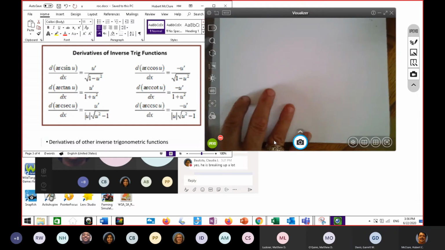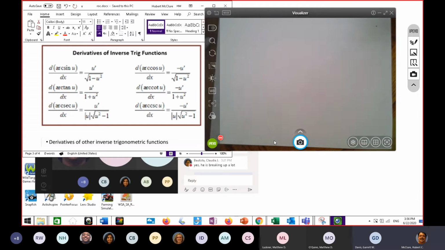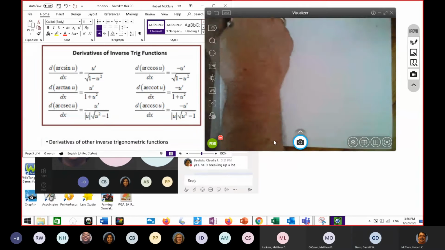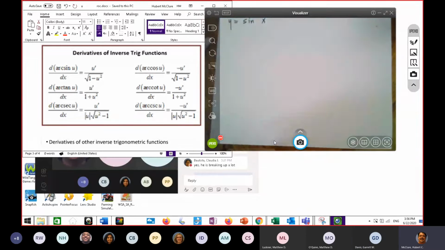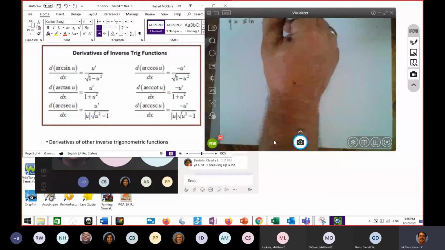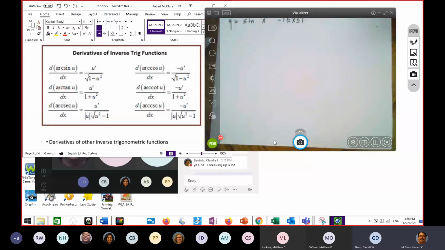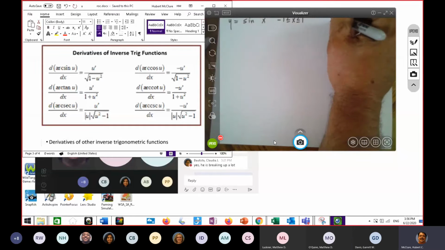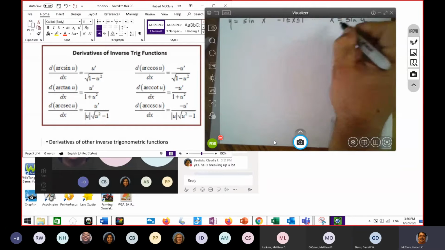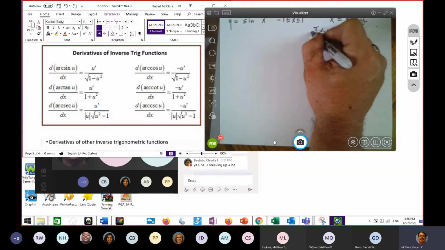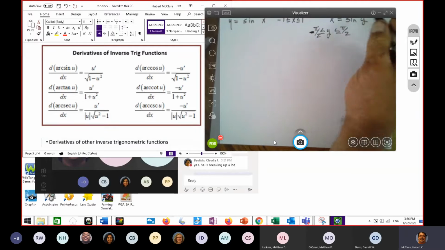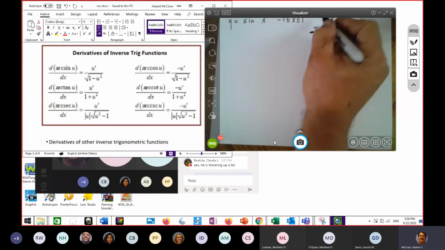So, y is equal to the inverse sine of x, and that goes from -1 to 1 for x. So I could rewrite that as x, its inverse, equal to the sine of y, with y being from -pi/2 to pi/2. Okay, inverse.